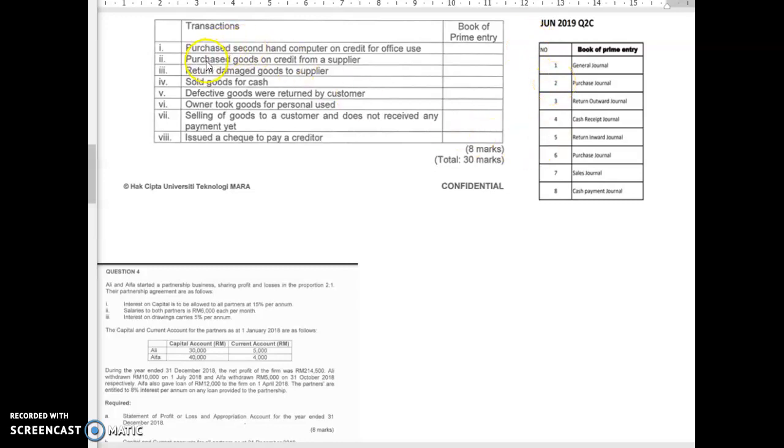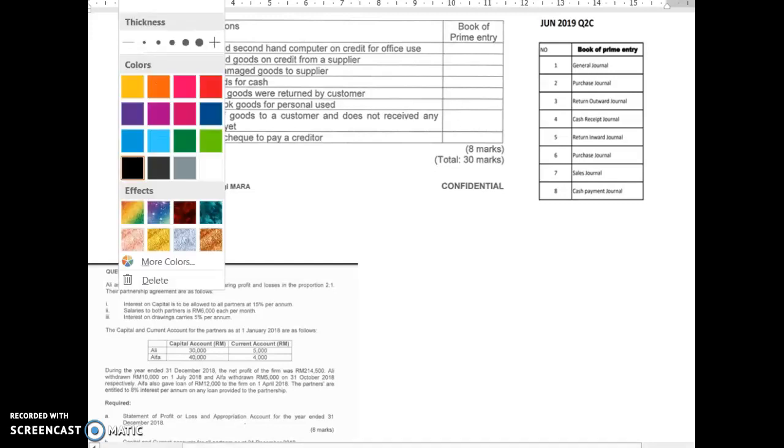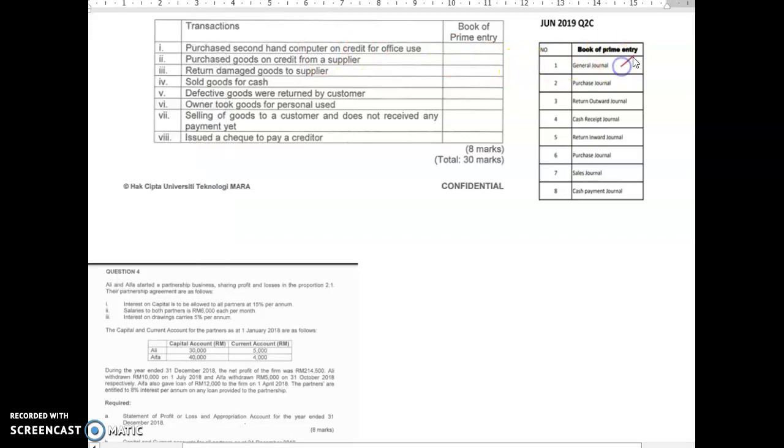So this is the question: purchase second-hand computer on credit for office use. They purchase a second-hand computer, and this is on credit, so you will record in the general journal. Because the computer is a non-current asset and it is on credit, you will record in the general journal.